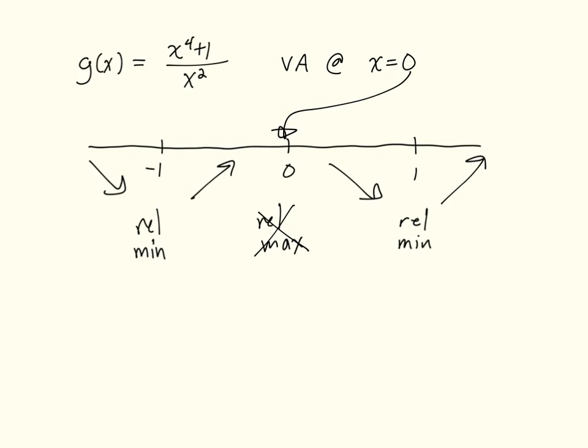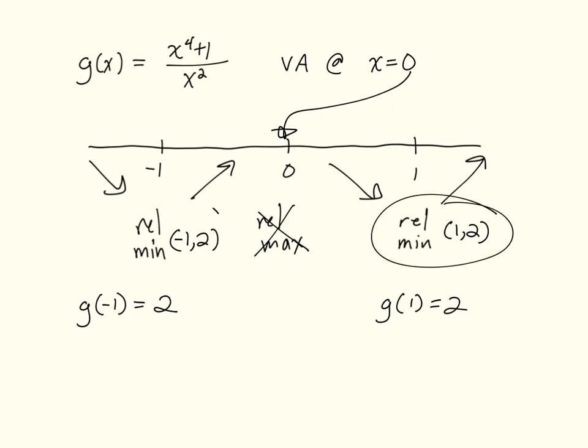And if you go through and find the y coordinate, you will find g of negative 1 to get the y coordinate. And that will give you back a positive 2. And if you substitute in positive 1 to get back a y coordinate, that will also give you a positive 2. So we have a relative minimum at negative 1, 2, and a relative minimum at positive 1, 2. Here are your relative extrema for the function g of x.